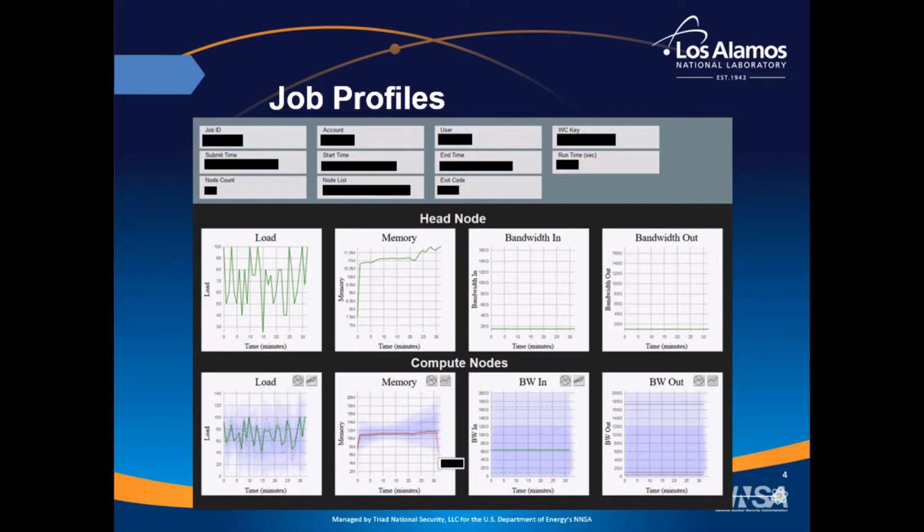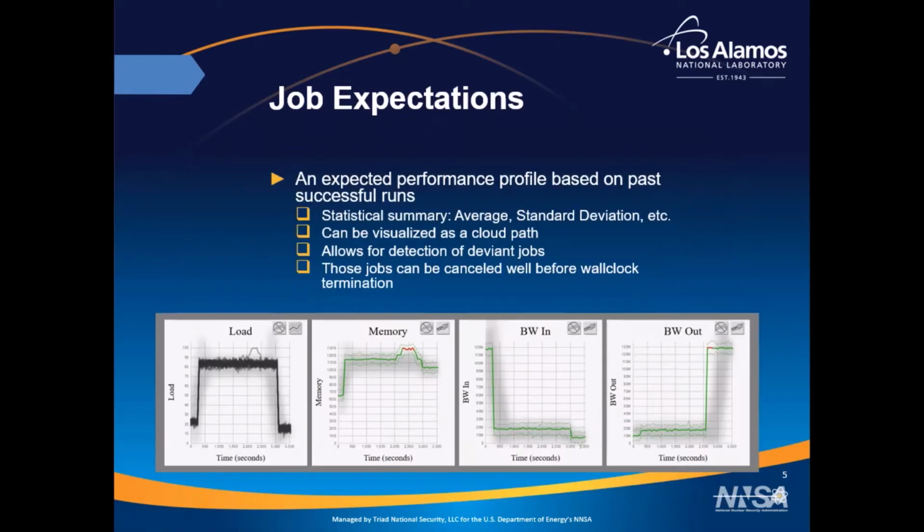So you might be wondering what this kind of purple cloud is in the background, and that's actually the job's expectation. So a job's expectation basically consists of a statistical summary of past successful job runs, like the average and standard deviation of those past jobs. And you can use this to visualize a kind of cloud path where the center of the path is the average of the previous jobs and the height is showing you the standard deviations from that average.